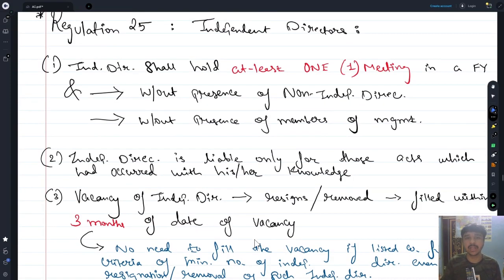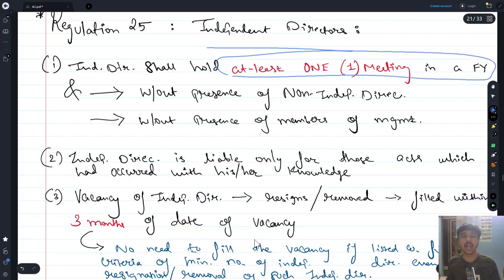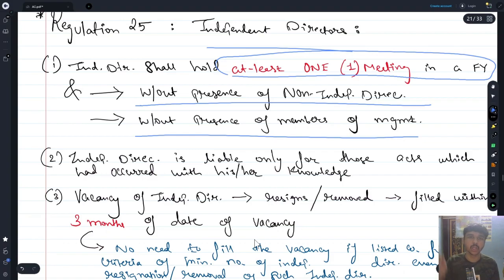Next, regulation about independent directors, regulation 25. Independent directors shall hold at least 1 meeting in a financial year. Okay, how will they meet? They will meet very secretly. What does secretly mean? That is without the presence of any non-independent director and without the presence of members of management. So independent directors will meet at least once in a financial year secretly.